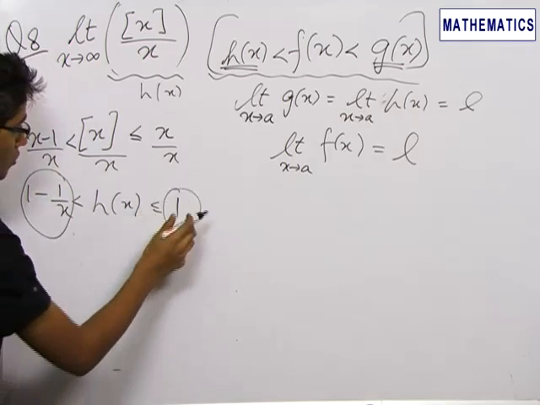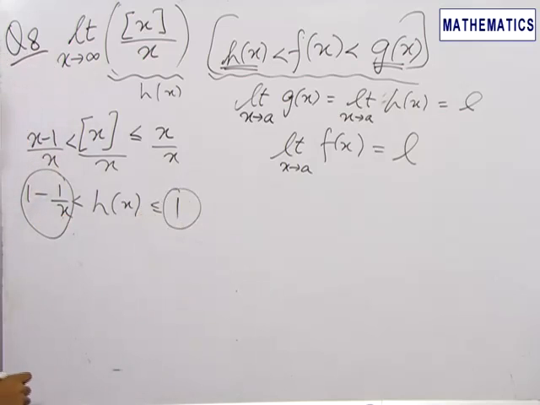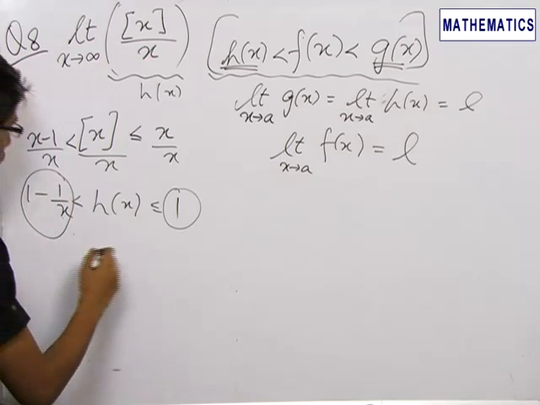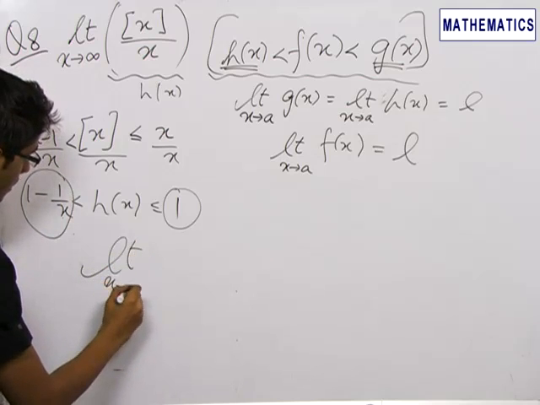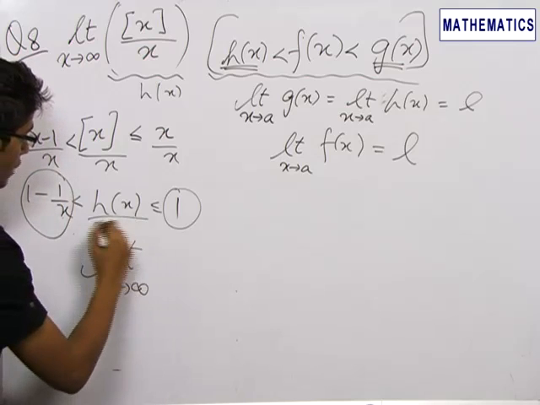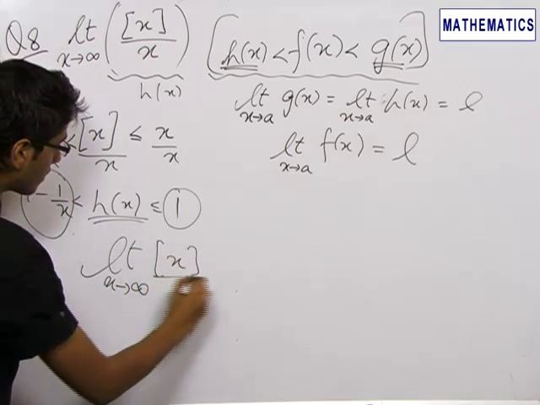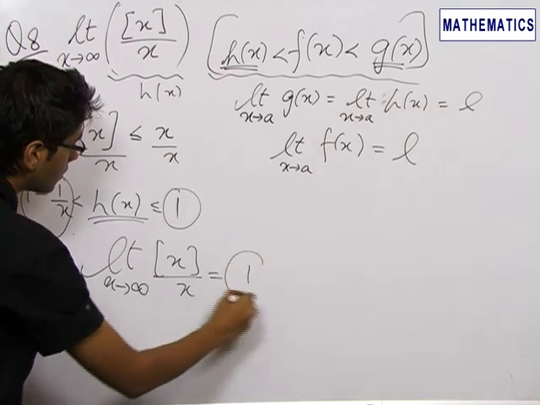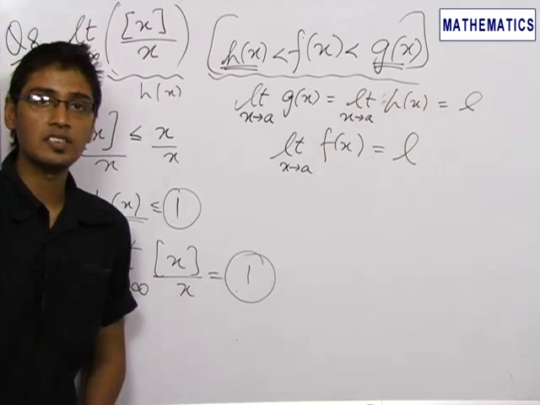This is 1, which is a constant function, and as x tends to infinity, 1 upon x will be equal to 0. So this also has the limit equal to 1. So we can very easily say by the Sandwich theorem that the limit as x tends to infinity of h of x, which is our function bracketed x upon x, will have the limit equal to 1, which is our final answer.